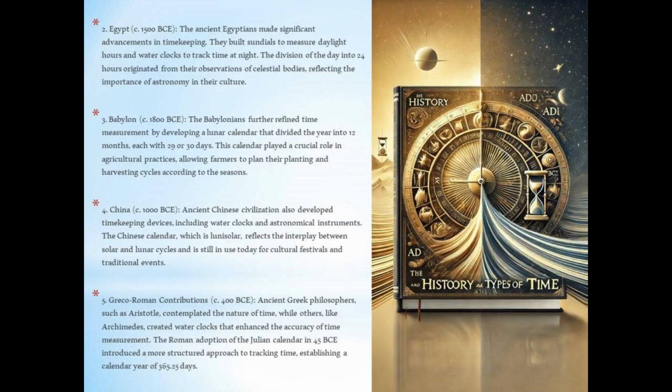Number 5. Greco-Roman contributions. c. 400 BCE. Ancient Greek philosophers such as Aristotle contemplated the nature of time, while others, like Archimedes, created water clocks that enhanced the accuracy of time measurement. The Roman adoption of the Julian calendar in 45 BCE introduced a more structured approach to tracking time, establishing a calendar year of 365.25 days.